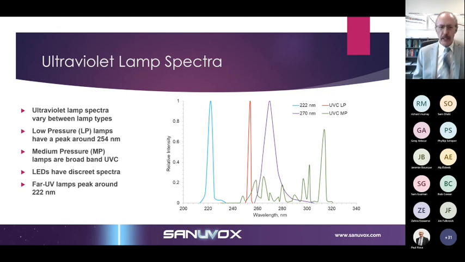Low pressure ultraviolet lamps have a peak around 254 nanometers, and this is the red peak we're seeing right here. This is a low pressure lamp. Medium pressure UV lamps have a broad band of UV radiation from about 250 to 320. LEDs can have very discrete spectra, such as at 270 or 265 or any other frequency that we are interested in. Far UV lamps have a peak around 220 nanometers. Here's an example of a far UV spectrum.